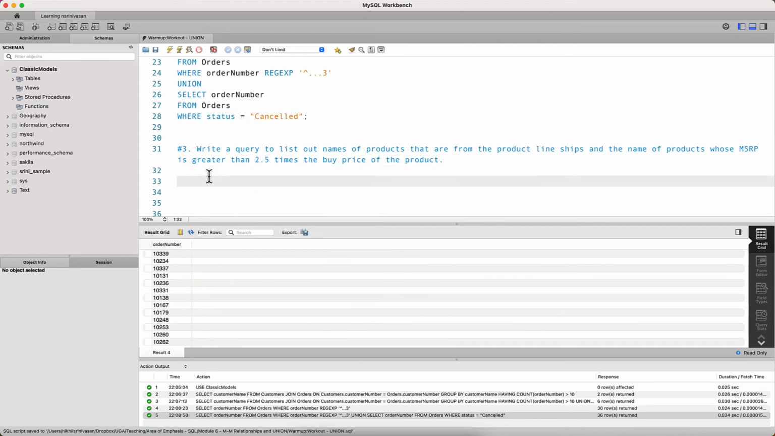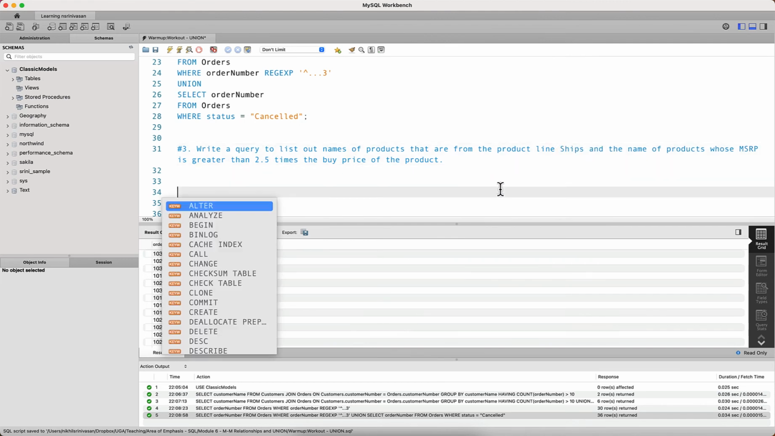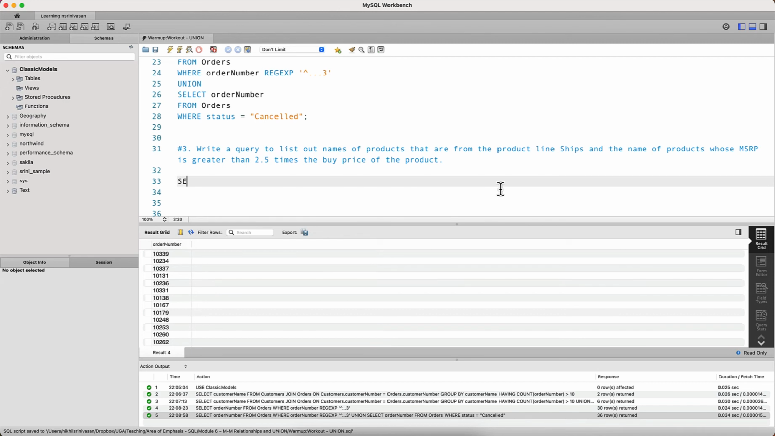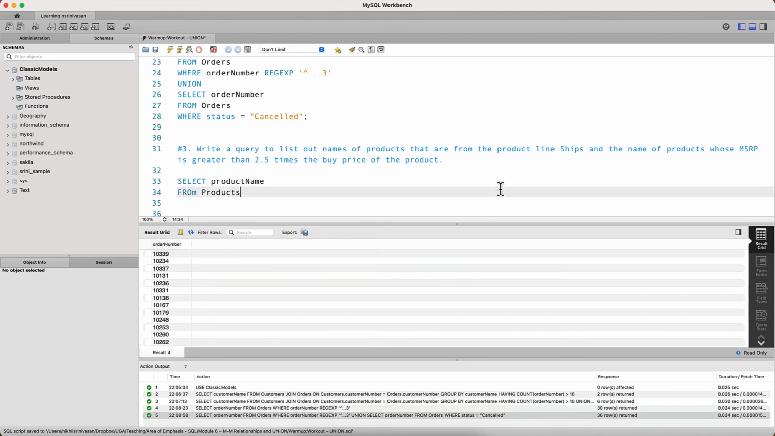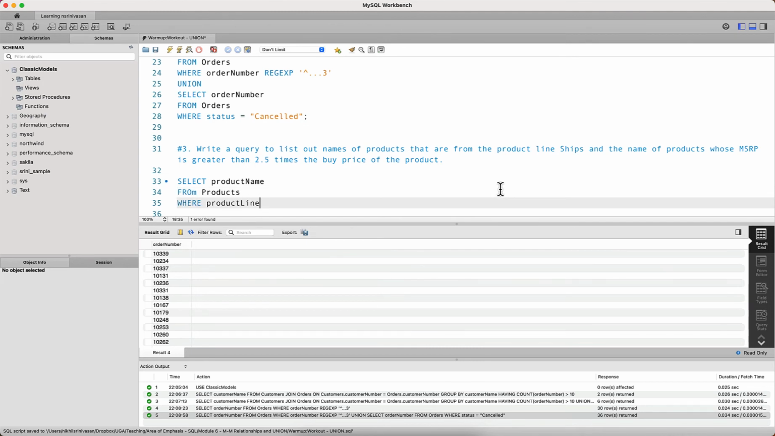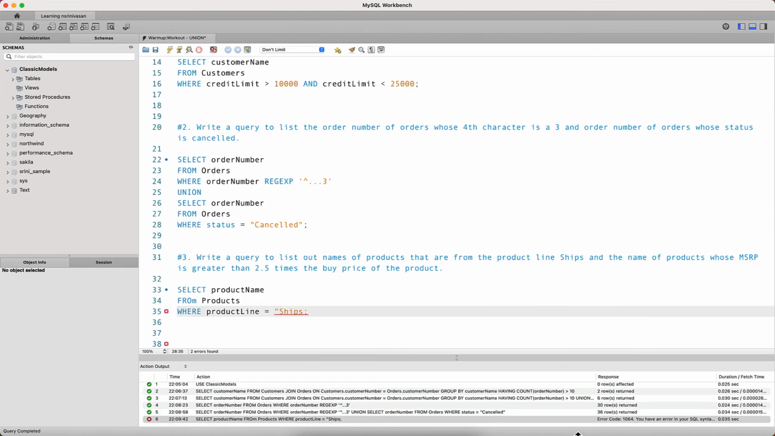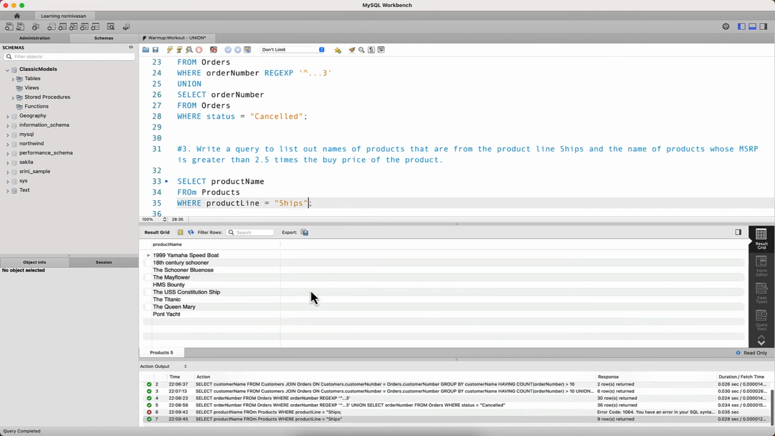And let's take a look at the last query. Write a query to list out the names of products that are from the product line ships and the names of products whose MSRP is greater than 2.5 times the buy price of the product. So, to attempt this query, you shall say select product name from the products table where the product line is equal to ships. This gives us 9 rows, 9 records.